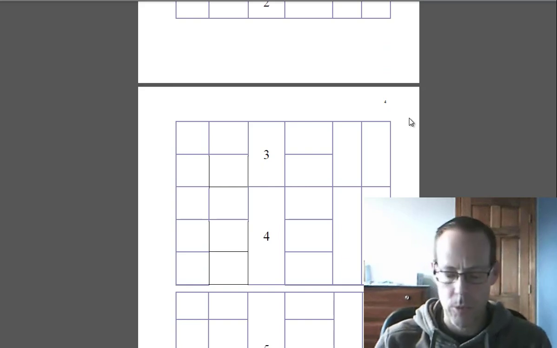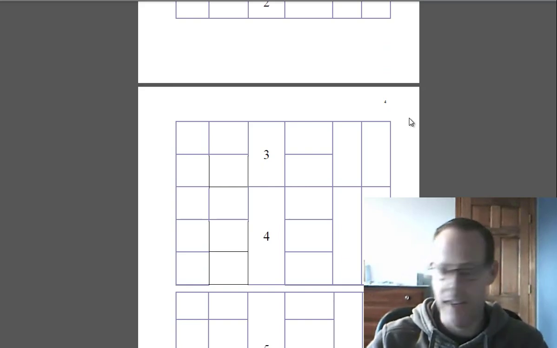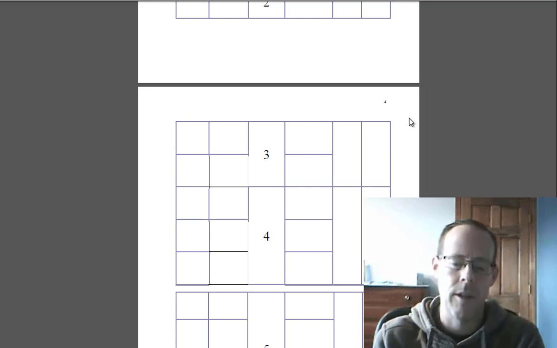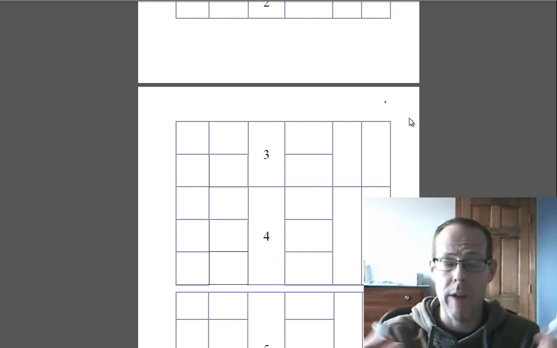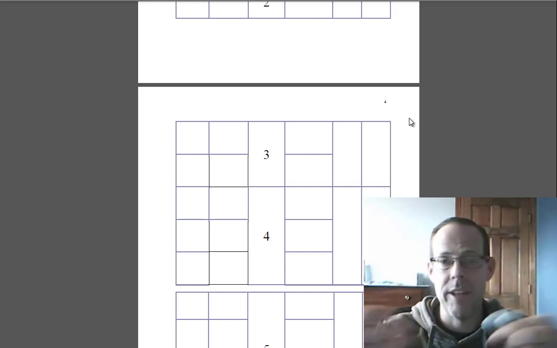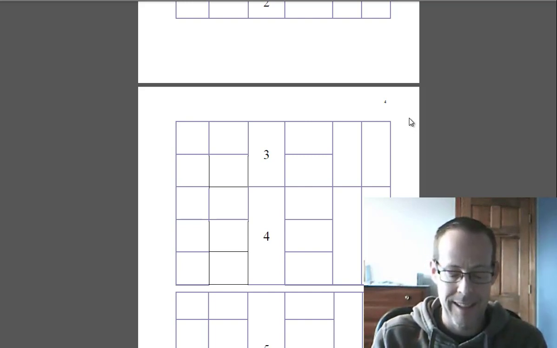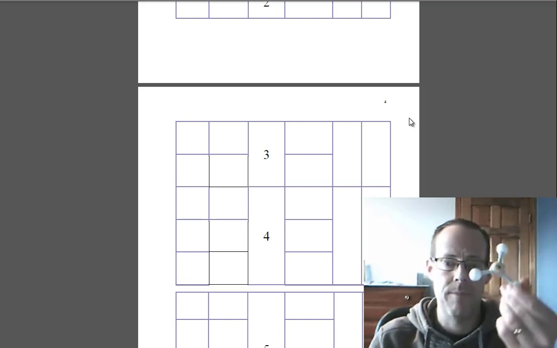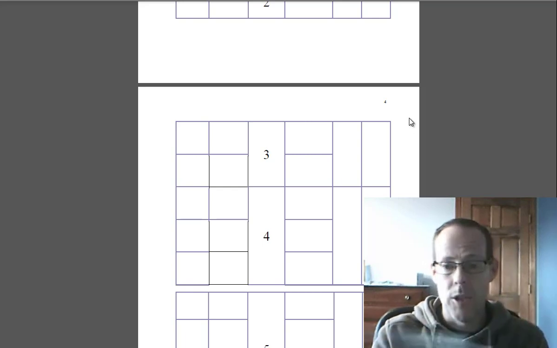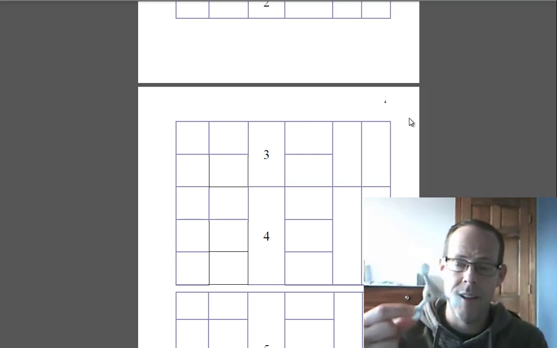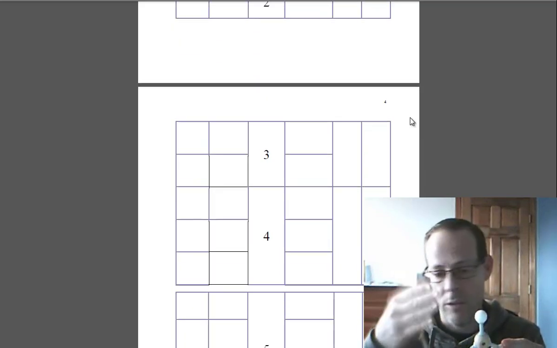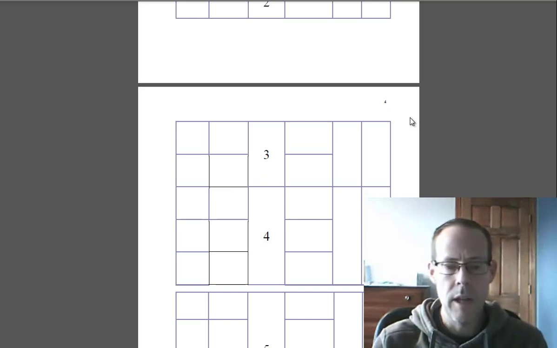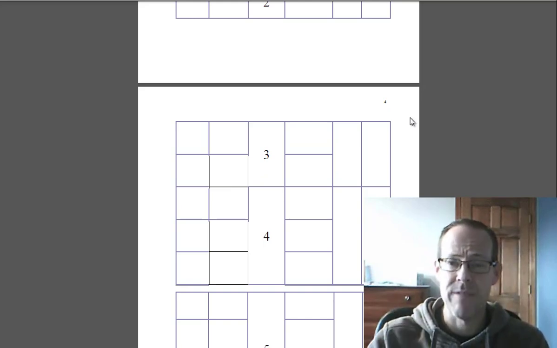Alright, on the next one, if we have three things, so three pairs of electrons trying to maintain the furthest distance possible around a central atom in 3 dimensions, we're going to have something that looks like this. Alright, something like that. So, in that first row, we're going to have three shared clouds. 3 shared, 0 lone, and 3 plus 0 is 3.